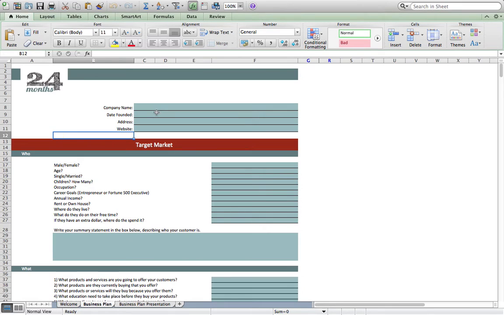You just enter in your company name, date founded. You could either do the year or the actual specific date, your physical address if you have one, and then your website if you have one as well. If you don't have a website but have a Facebook page, go ahead and just put that in there as well.